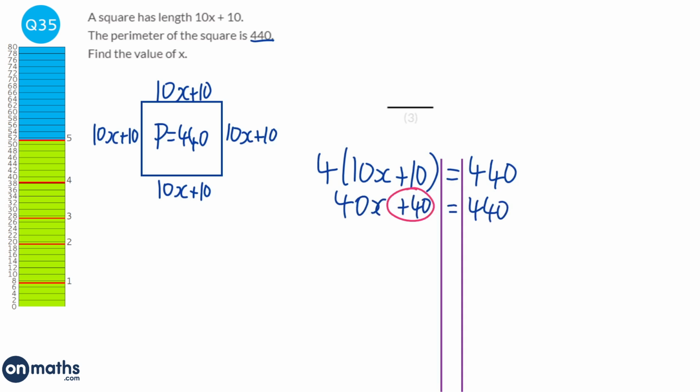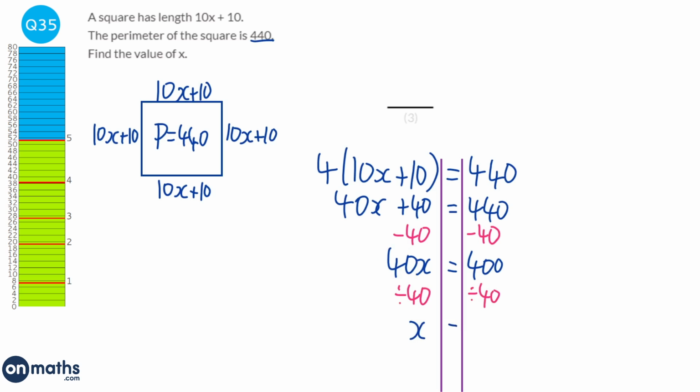Then we're going to get rid of the plus 40 first, so take away 40 both sides. And so that would be 40x equals 400. And then we get rid of the 40 before the x, so we divide both sides by 40.